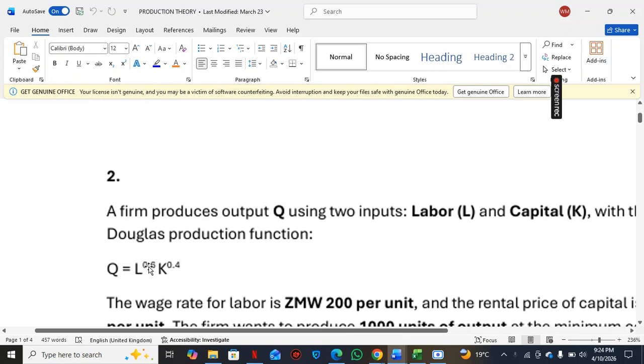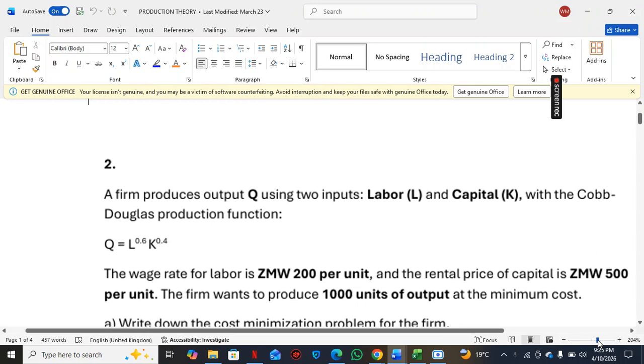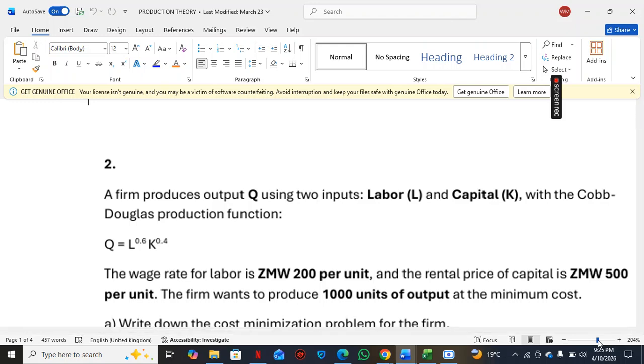Since the power for labor is greater than the power for capital, this firm favors labor over capital, or labor is of more importance to the firm than capital. These exponents, if you were there in our last class when we were looking at these production functions and what these powers mean. Here, labor is to the power 0.6, capital to the power 0.4, so labor is of more importance. That's just for your general knowledge. You won't be asked what they mean.